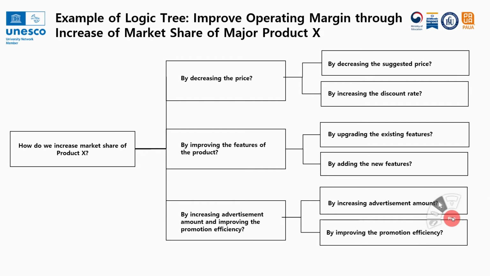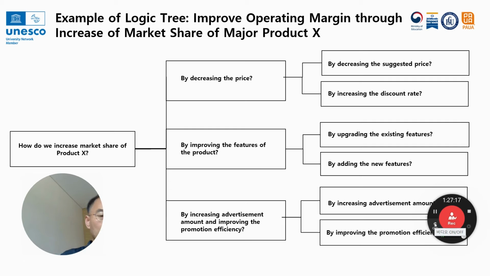About how to increase operating margin, or how to increase the market share of our product X. So once we have this logic tree, something we have to do is prioritize those sub-issues, get rid of unimportant issues or not feasible options, and focus on the important and feasible options for analysis. So this is step number 2, disaggregating the major issues into small issues.